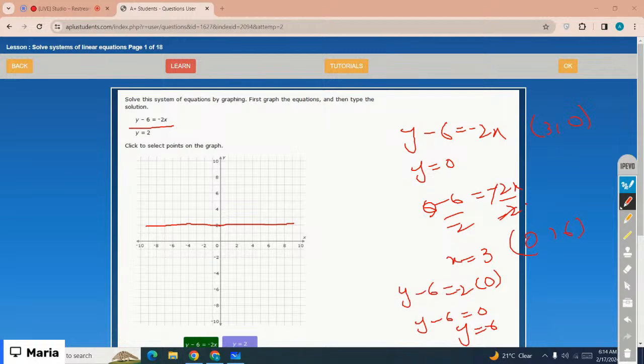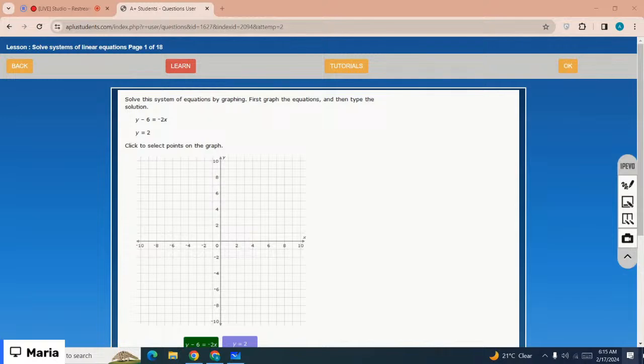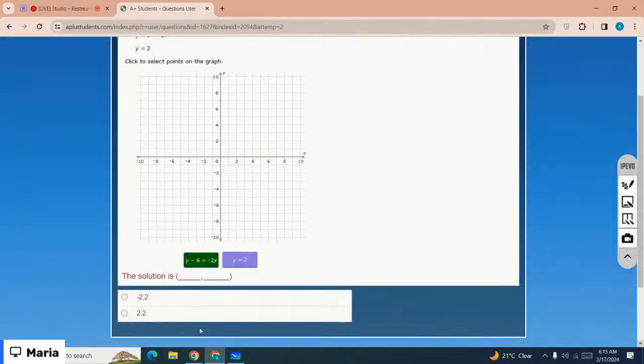Now just make a line for these 2 points, right? X is 3, y is 0. Here it is. X is 0, y is 6. Here it is. Just join these 2 points and make a straight line, right? So here is the point of intersection. I'm not sure if that is exactly the point. That is 2, 2, and option number 2 is the correct option. Let's just see if we have the same point on the graph. 2, 2. Yes, option number 2 is the correct option, right?